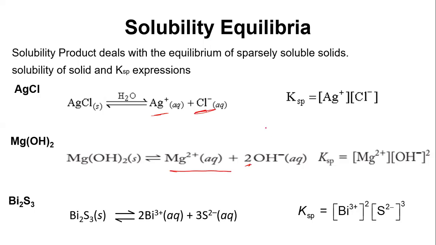Oh, okay. Bismuth sulfide. Yes, you're looking at the bismuth sulfide. The equation will be like this. Now, I would have the Ksp being the concentration of bismuth raised to the power 2 and the concentration of sulfide raised to the power 3.